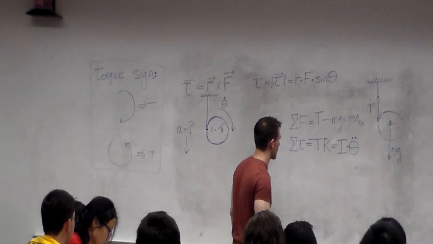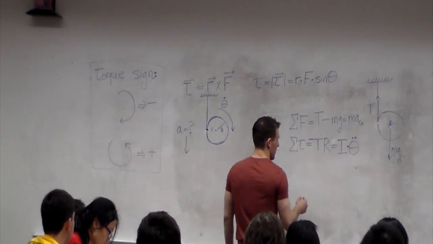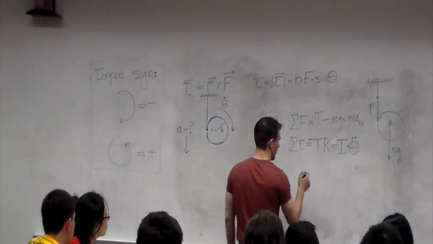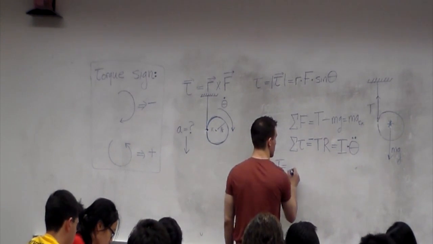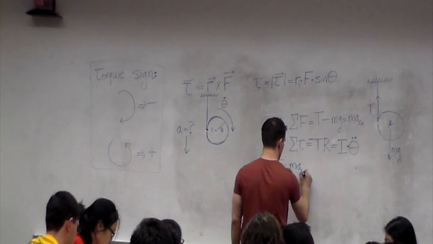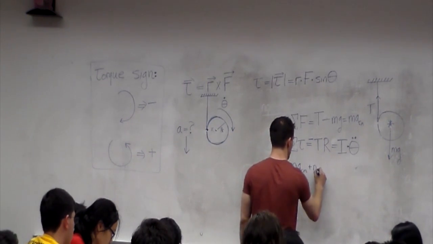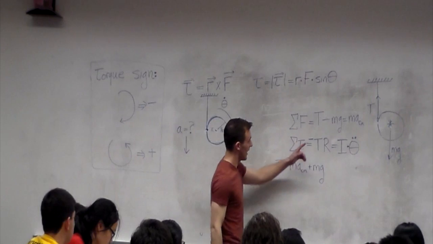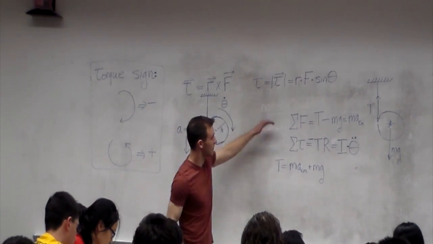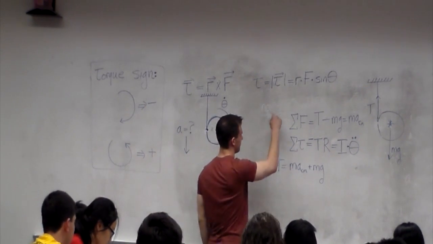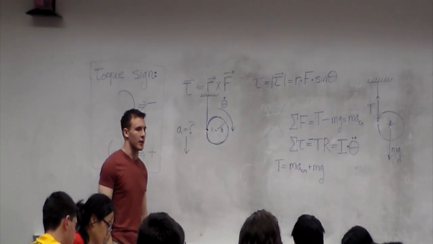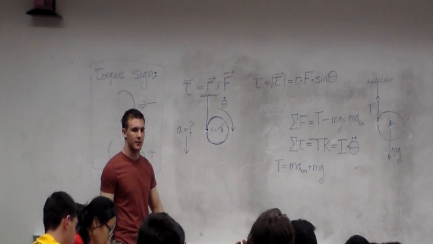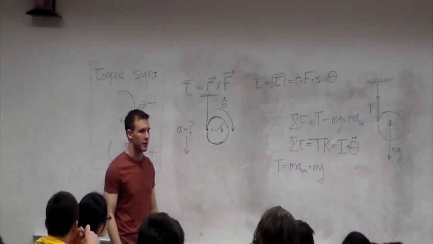So the way I'm going to do it is I'm going to say, okay, T is equal to m a center mass plus mg. That is the first one. And so the content of this equation has been exhausted. That's sort of a good idea sometimes, by the way. When you've exhausted the content of an equation, cross it out, put a line through it.